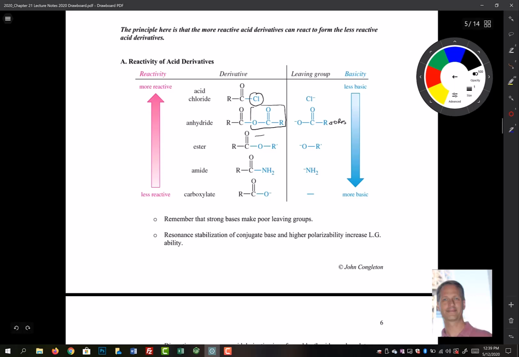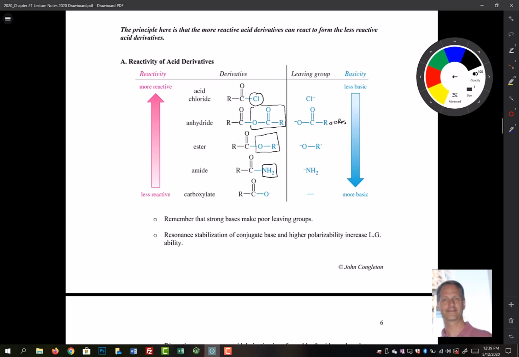Down here, we're going to see that this alkoxide can leave. It's not a great leaving group, but it can leave. The NH2 minus is a stronger base than an OR minus, so it's a little bit tougher to have that leave. And down at the bottom, you have our carboxylate. So the idea here is that, again, the better the leaving group, the faster the reaction.